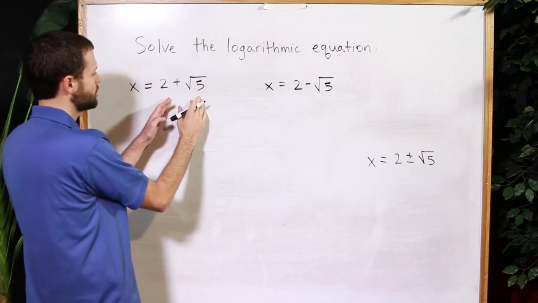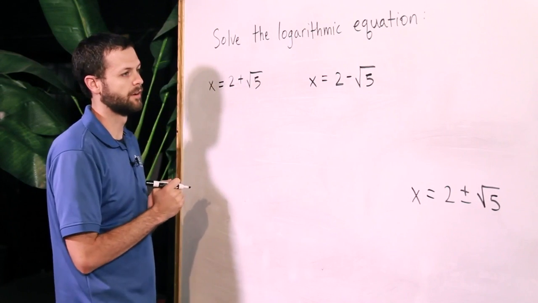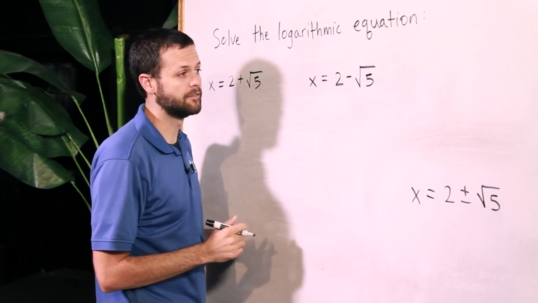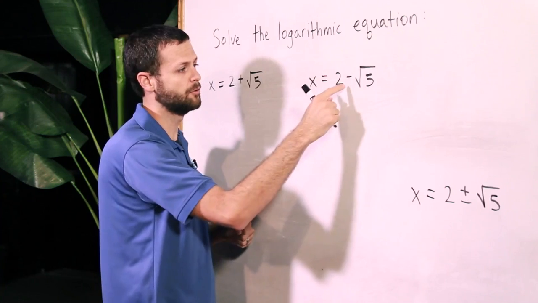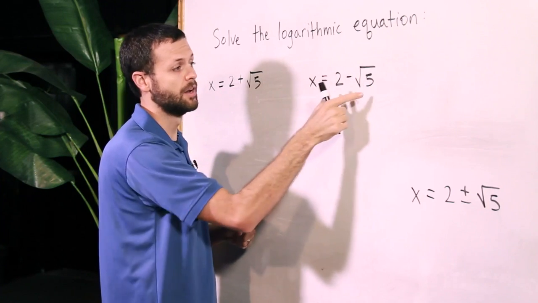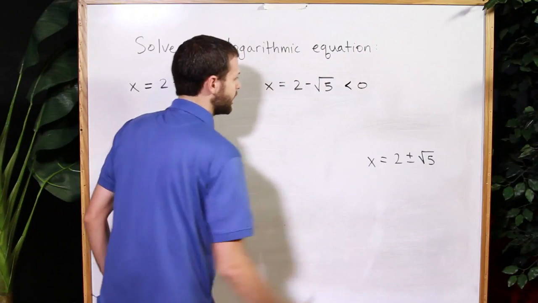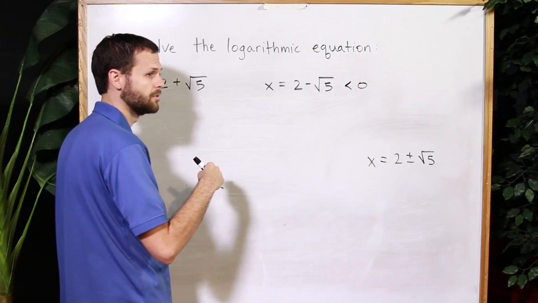2 plus square root of 5, this is a positive number because the square root of 5 is a positive number. However, 2 minus square root of 5 becomes a negative number because the square root of 5, of course, is greater than the square root of 4. So 2 minus a number larger than 2 will give you a negative number. So my point is that since this is a negative number, this will cause a problem when we go back to plug this into the original equation.